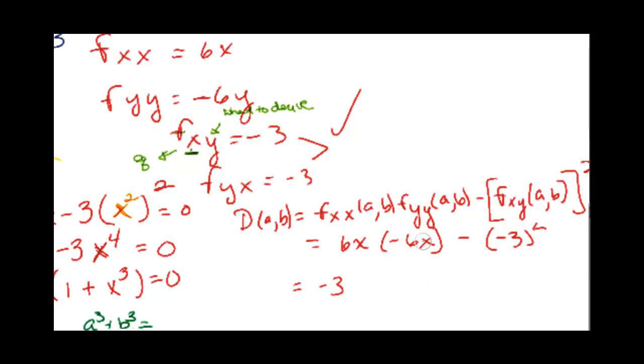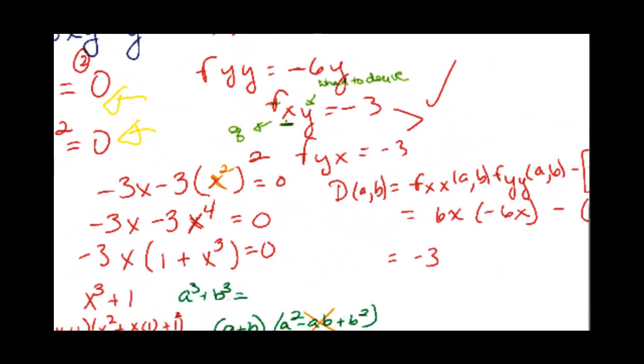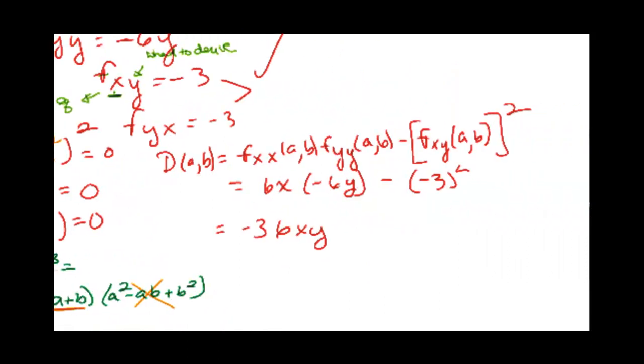Oop, this should have been a y. One of them should have been a y. Which one is a y? FYY. -36xy minus 9. There's your general D formula.